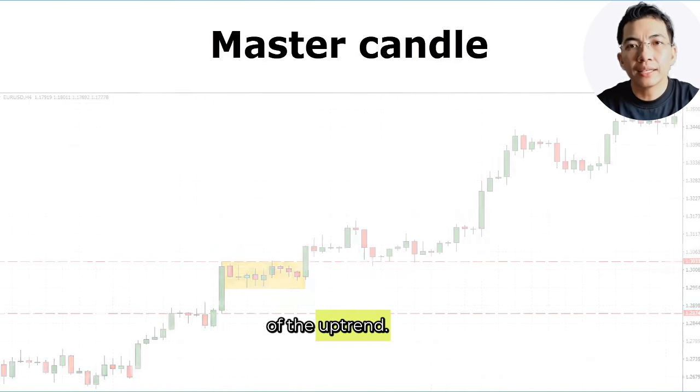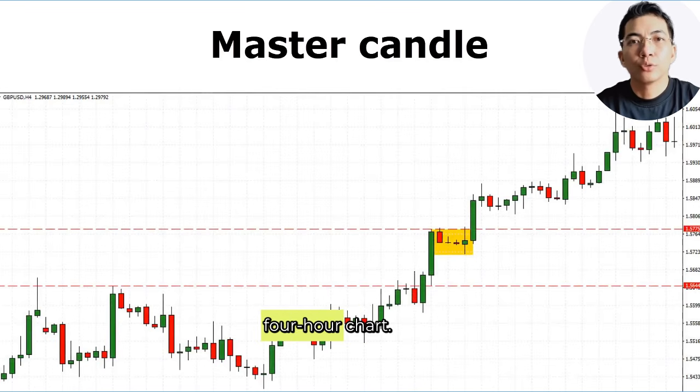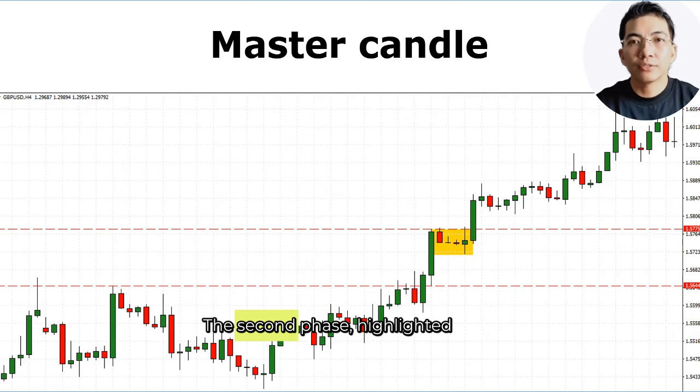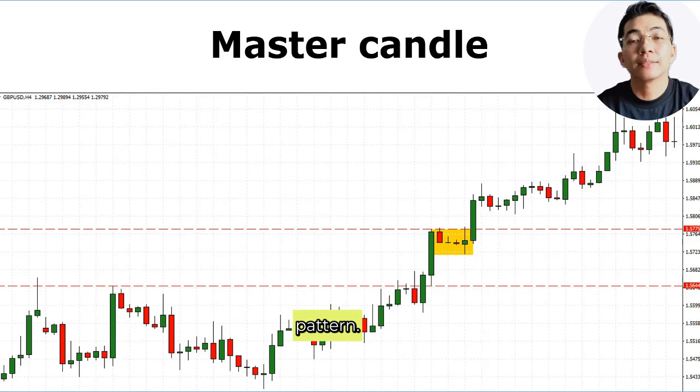Same situation on this 4-hour chart. This time we have pound dollar. The second phase, highlighted in yellow, is composed of 4 candles this time. Last candle breaks high and concludes this continuation pattern.